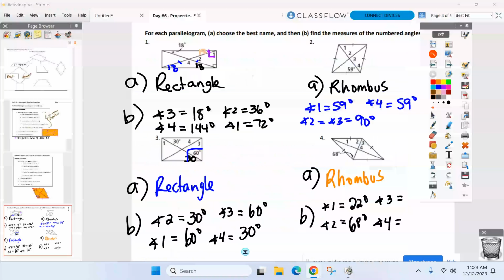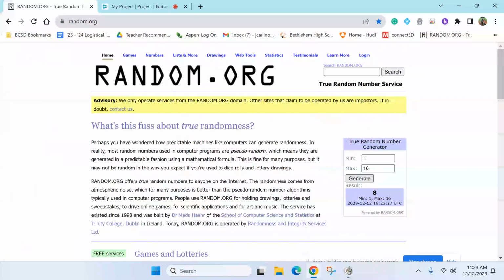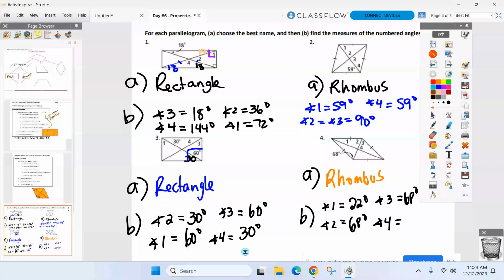Josh? For 3? Yes. 68. And let's finish this off right. Angle 4 for number 4. 14. Gianna? 90 degrees. There you go. Okay, everyone good? Comfortable? Anybody want to go over any of those angles and where they came from?